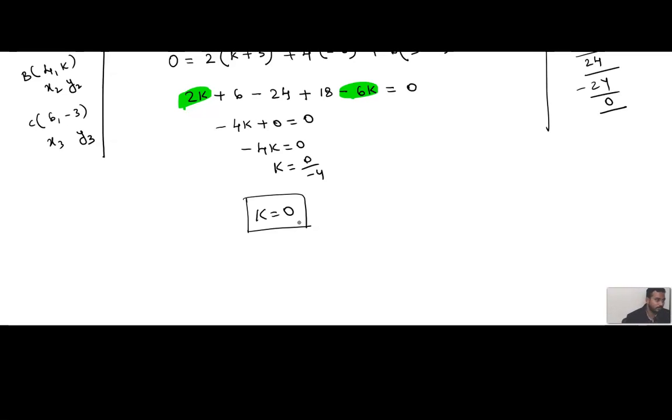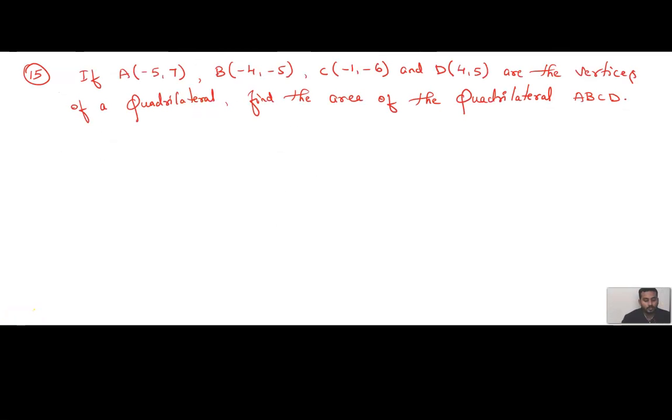Understood? Very good. Now let me solve example number 15. See, children, problem number 15. That is, if A of minus 5 comma 7, B of minus 4 comma minus 5, C of minus 1 comma minus 6, and D of 4 comma 5 are the vertices of a quadrilateral, find the area of the quadrilateral ABCD. Just roughly you can draw one figure like a quadrilateral. Let me say this is a quadrilateral A, B, C and D. Now I want to find the area of this complete figure of this quadrilateral.